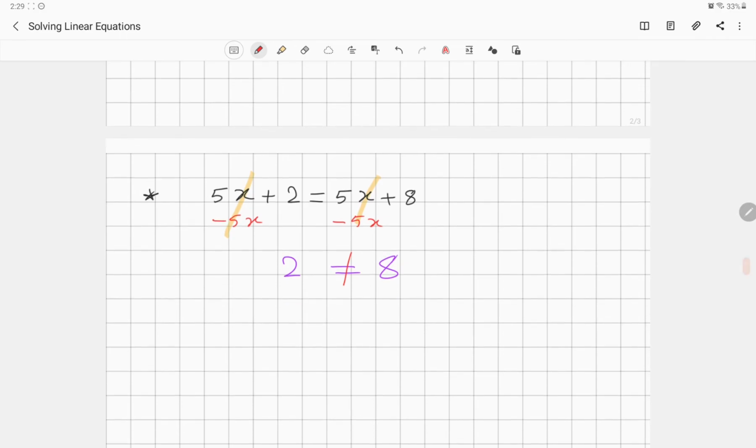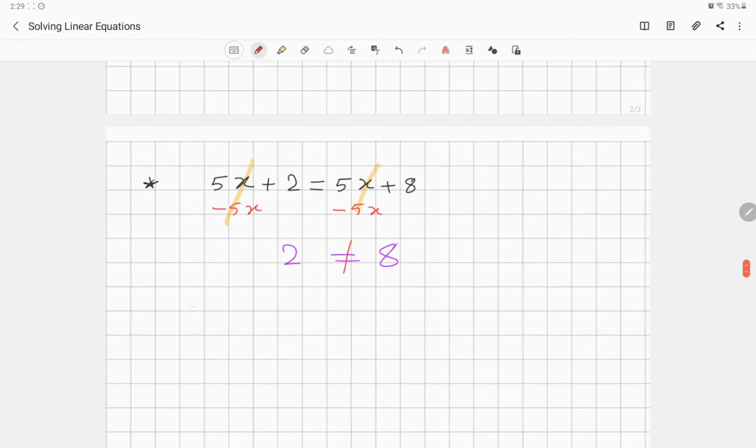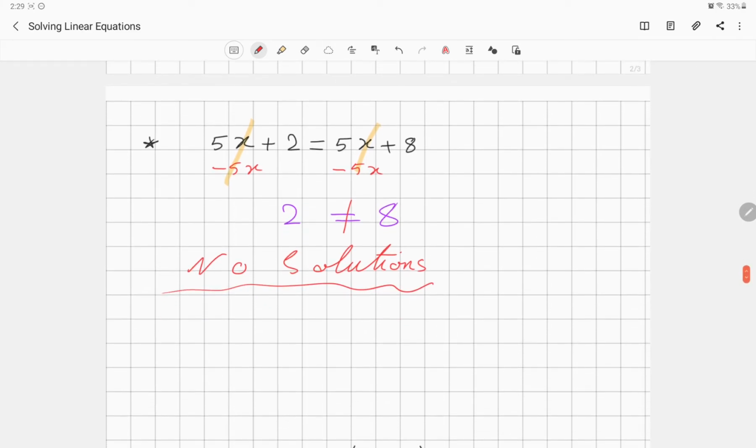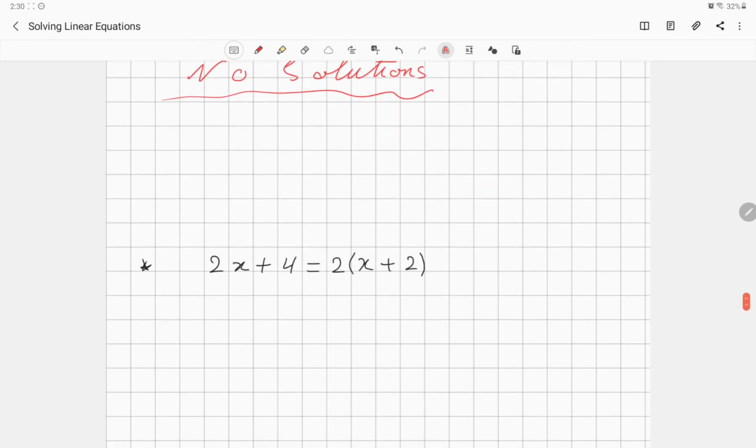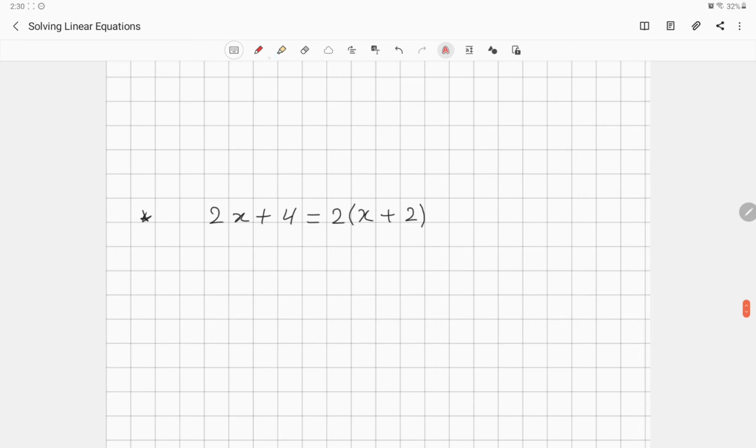Now, what does this mean when you solve an equation? This means that this equation has no solution. So whatever you try for the values of x, it will never work here. If you try to check whatever you want, it will never work. So in this case, we say no solution because we have got 2 equals 8, or any number that's equal to something different.